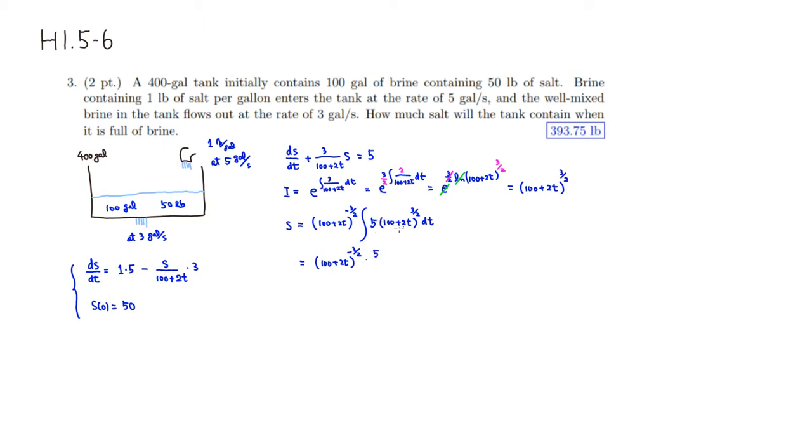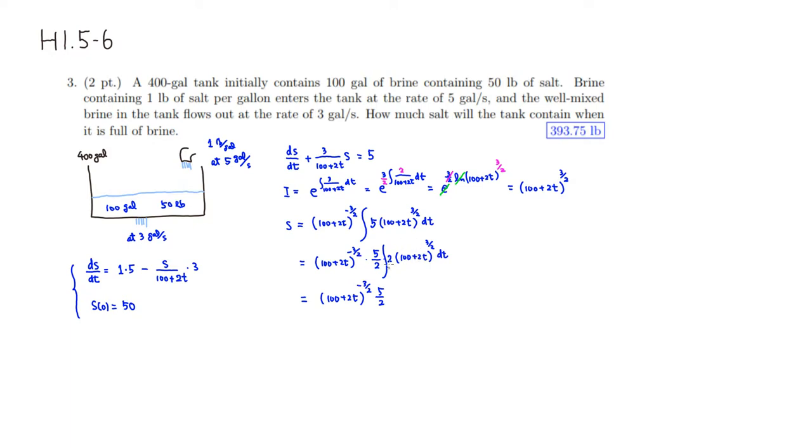Alright, then the derivative of 100 plus 2t is 2. So I'm going to divide by 2 and multiply by 2. Alright, then we have (100 plus 2t) to the negative 3/2 power with respect to t. Alright, so we can take the antiderivative of that. You will get this. So you have (100 plus 2t) to the negative 3/2 power. So 5/2 is just pulled out.